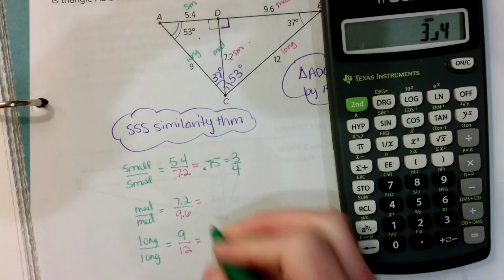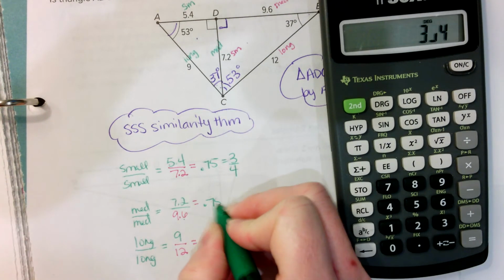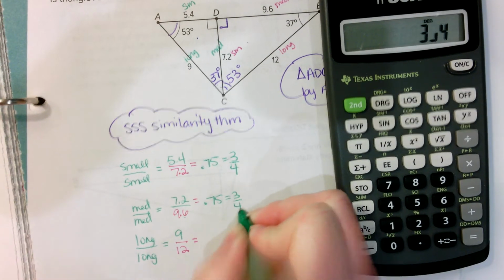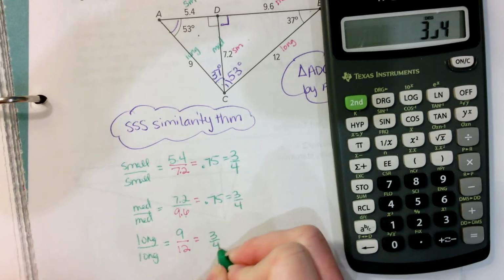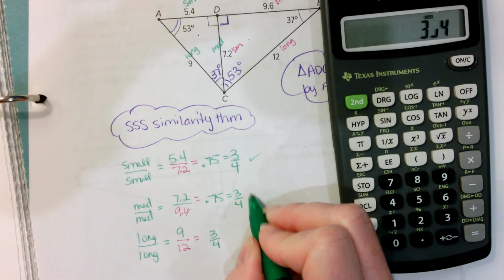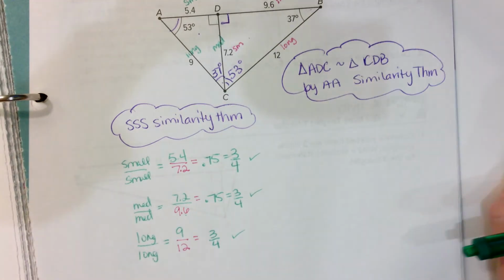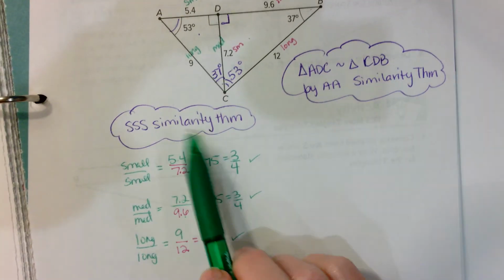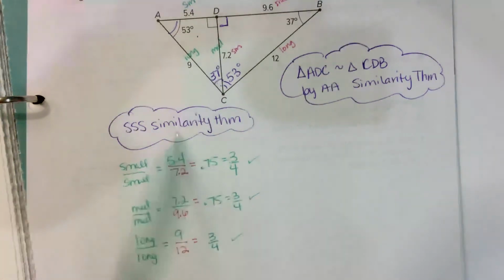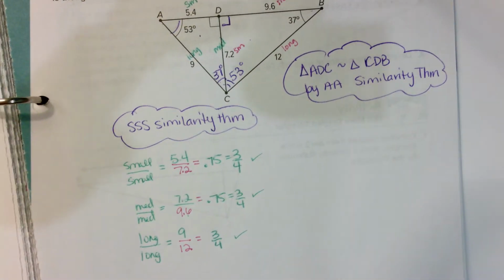It doesn't matter. But I would do the same thing for this ratio and find that I would get the same answer, whichever way I want to write it. And same thing here. I would get the same answer. What I'm trying to show is that all three sides are in proportion, meaning that they have the exact same ratio. That's how I prove the side-side-side similarity theorem. You could also do side angle side for this particular problem.